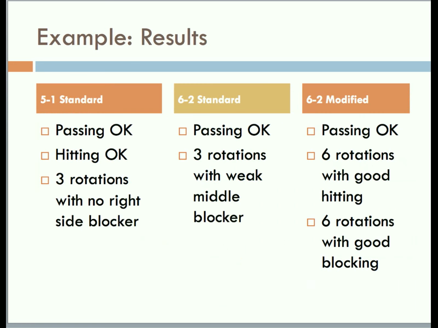So let's do a review. 5-1. Passing's okay, hitting's okay, but we have 3 rotations with no right side blocker. Standard 6-2. Passing goes okay, but we have 3 rotations with a weak middle blocker. And the modified 6-2. Passing's okay, we have 6 good rotations for hitting and 6 rotations with good blocking. So I believe this is the best optimized version, and in fact this is what I used this past year and it really worked out well.